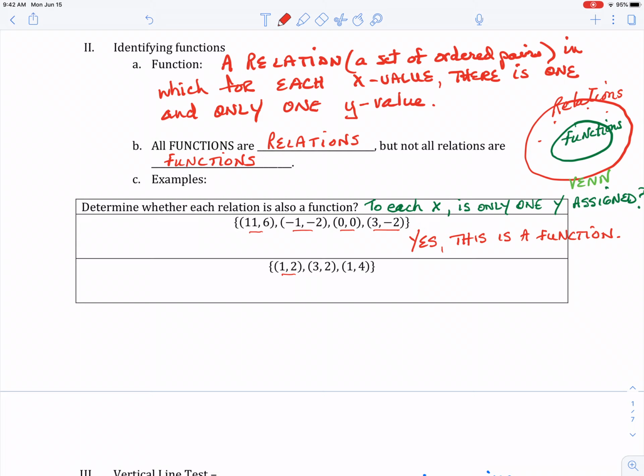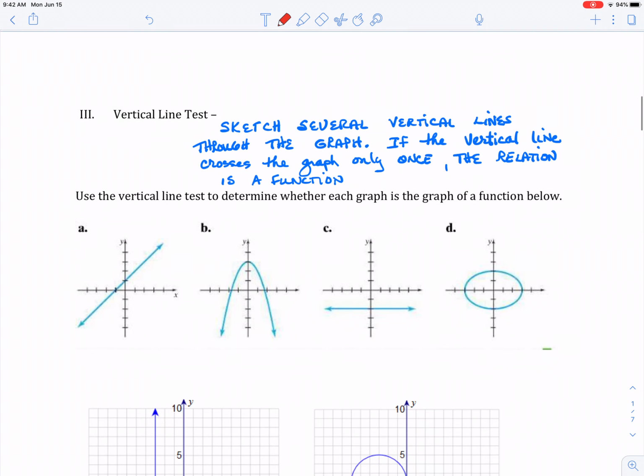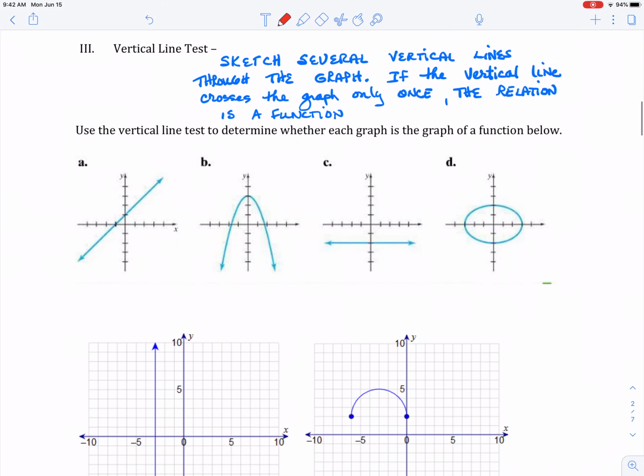Here's another relation. It's a set of ordered pairs, 3 ordered pairs. But look at this, to this 1, there is a 2 assigned, and then over here in this third ordered pair, to that same value 1, there is a 4 assigned. So this is not a function. It is a relation, but it is not a function. So that's one way to determine if something is or is not a function, is to look at the points, the ordered pairs. Sometimes you can't do that because you've got so many points, millions and infinitely many points.